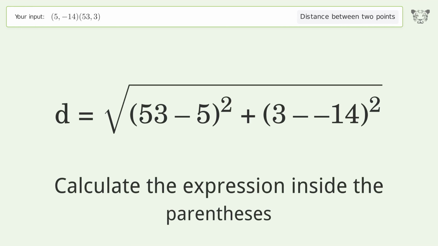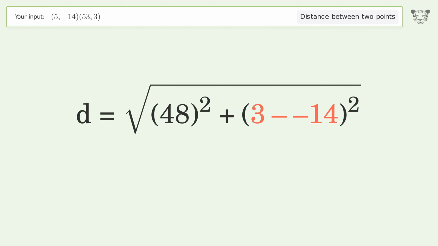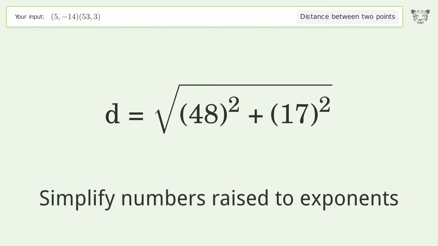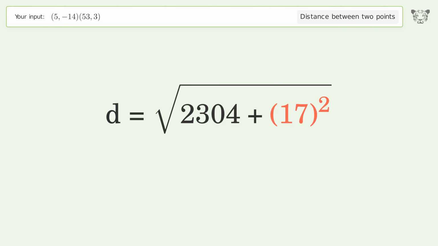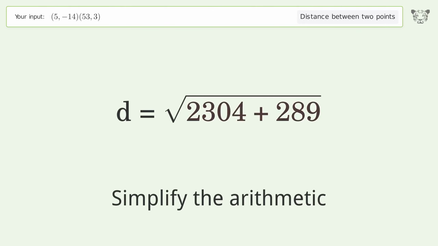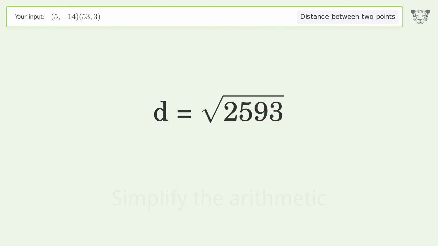Calculate the expression inside the parentheses. Simplify numbers raised to exponents. Simplify the arithmetic. And so the distance between the 2 points is the square root of 2,593, or 50.922.